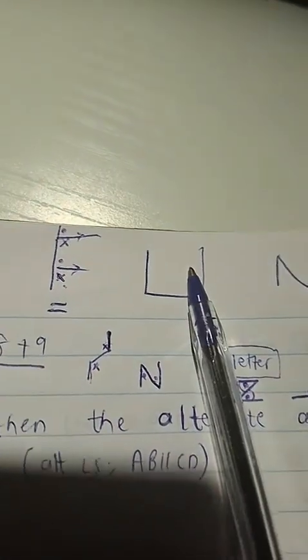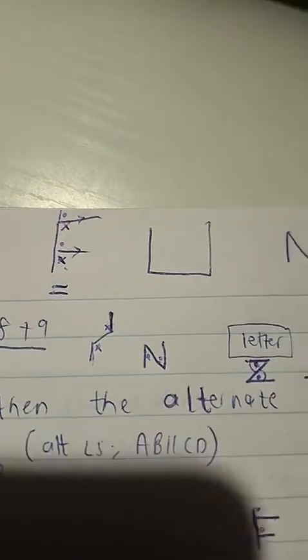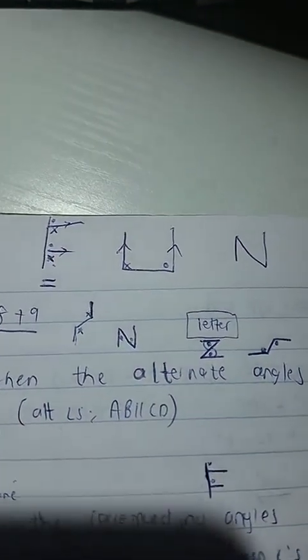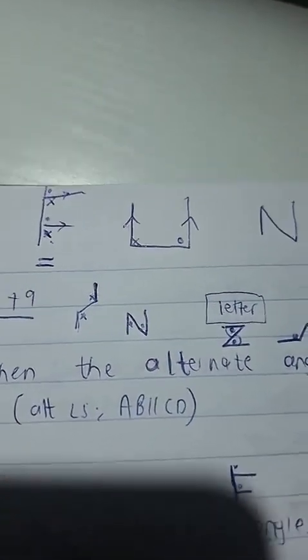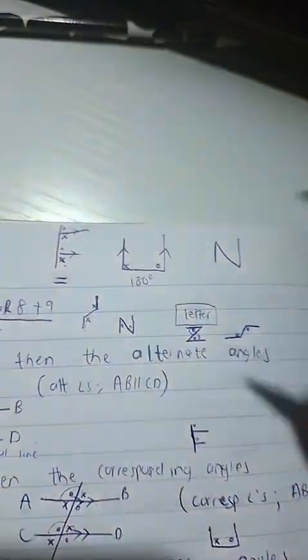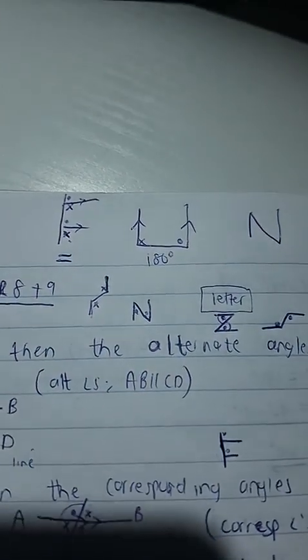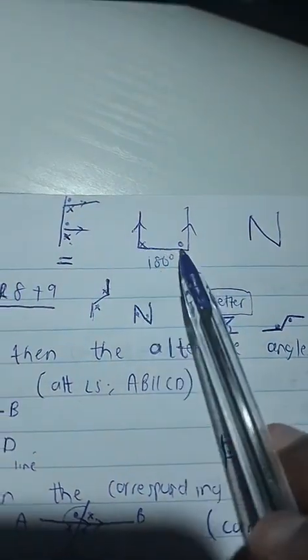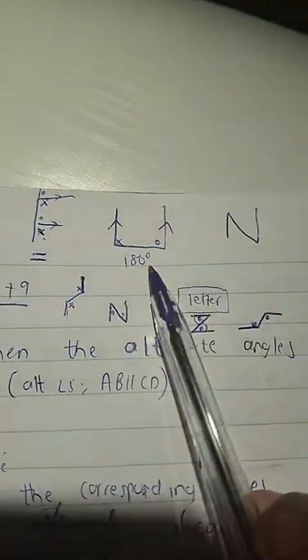Then we have U, the U shape. We just spoke about the U shape. And what did we say about the U shape? As long as lines are parallel, these two angles, we refer to them as co-interior. What do we know about them? The two angles add up to 180 degrees. Angles are supplementary if the lines are parallel. That's the U shape, co-interior.